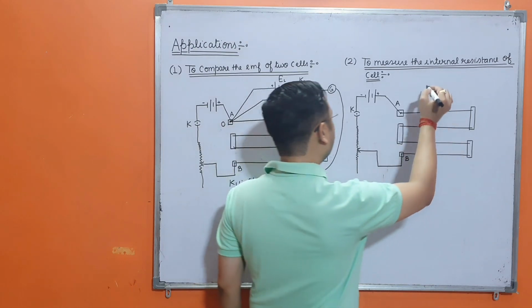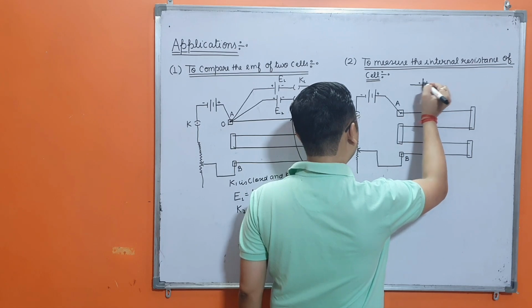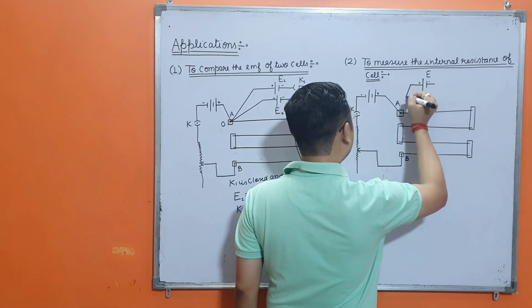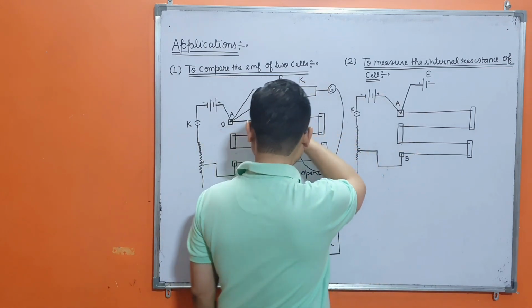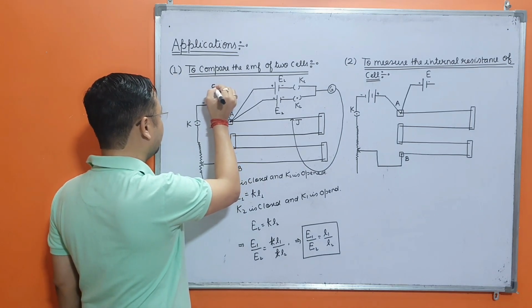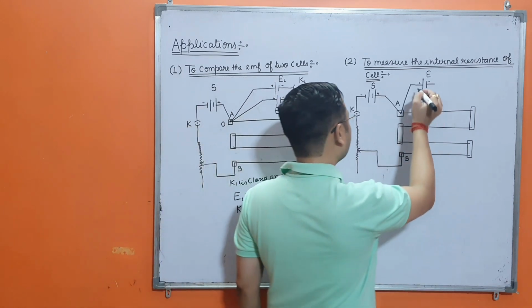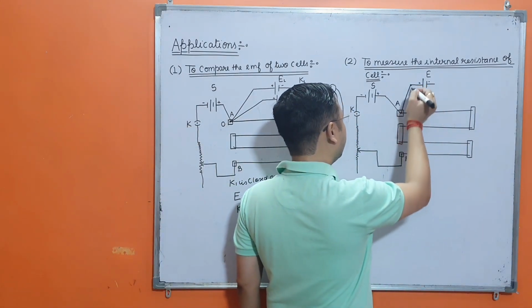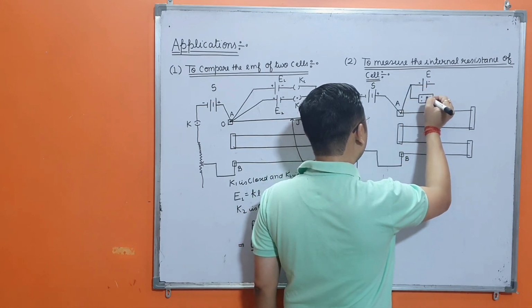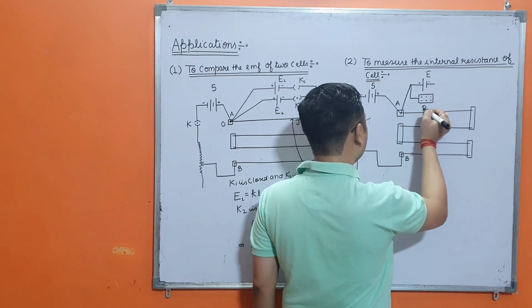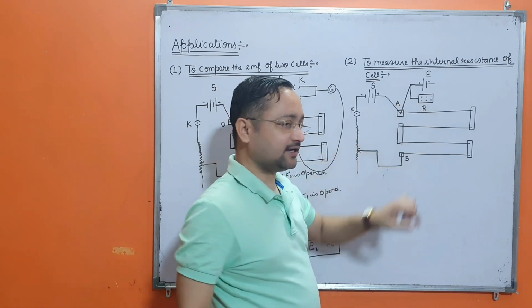Now we want to measure the internal resistance of this cell whose EMF is E and internal resistance is small r. So just connect the positive terminal of this cell to the zero end of the potentiometer. You can choose your notation according to your assumption. And in parallel to the EMF of the cell, you just connect a resistance box, and whatever value is chosen from this resistance box will be marked as R.